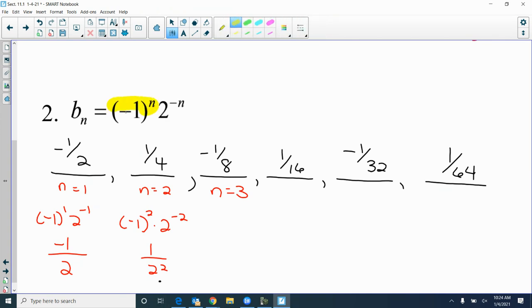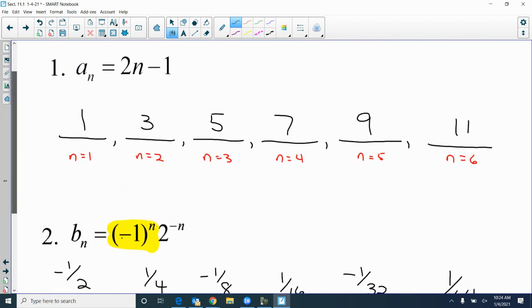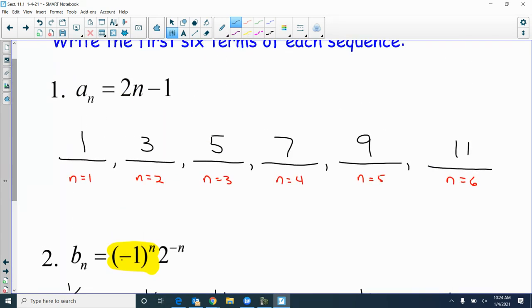That will alternate the signs, because a negative number to an even power comes back positive, and a negative number to an odd power will come back negative. So whenever you see that, there's usually a negative 1 to a power involved. So this is given the general term, come up with the other terms. And you always start with n equals 1.